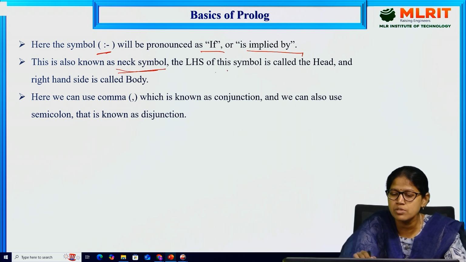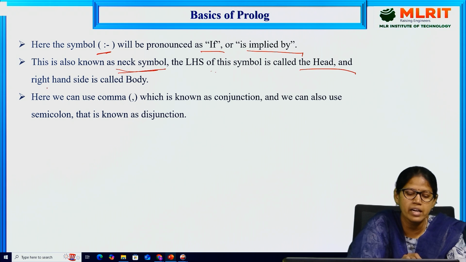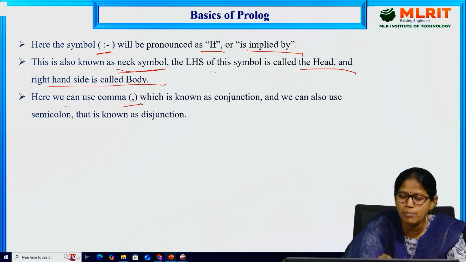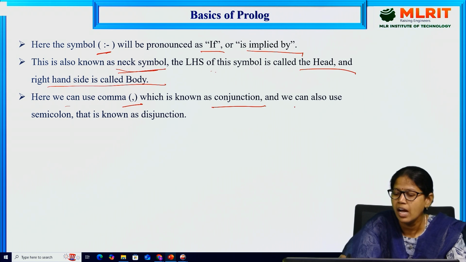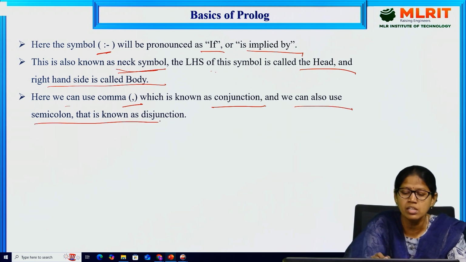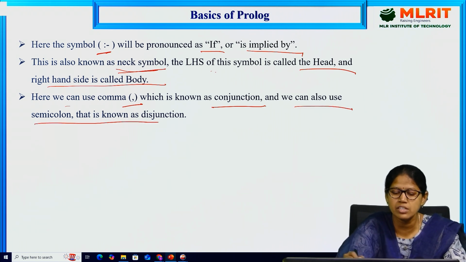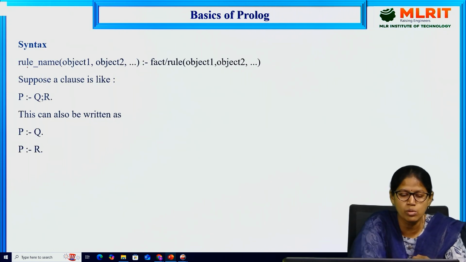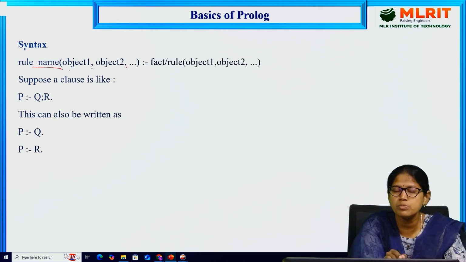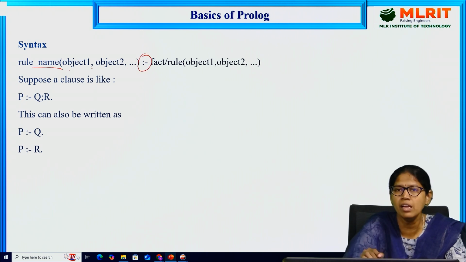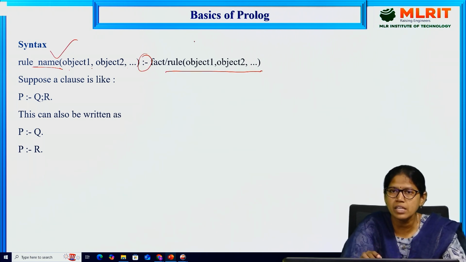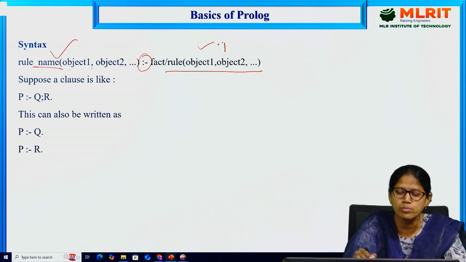So the left hand side of this symbol is called the head, and the right hand side of this symbol is called the body. Here we can use the comma, which is known as conjunction, and can also use the semicolon, that is known as disjunction. Conjunction, comma; disjunction, semicolon. Let's see the syntax: rule name followed by object 1, object 2 and a neck symbol. Facts: whenever the left side is true, automatically the right side is also true.